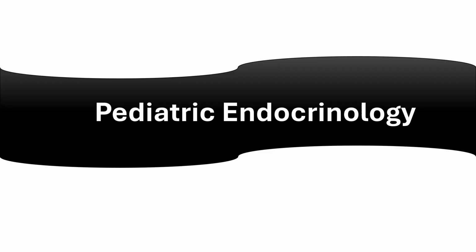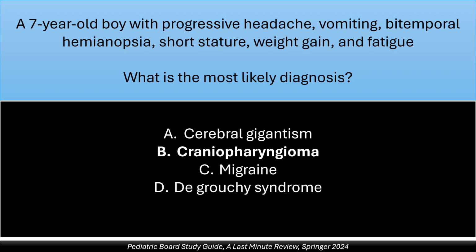Pediatric endocrinology. This is a 7-year-old boy with progressive headache, vomiting, bitemporal hemianopsia, short stature, weight gain, and fatigue. What is the most likely diagnosis? Cerebral gigantism, craniopharyngioma, migraine, or de Grouchy syndrome? The correct answer is craniopharyngioma.